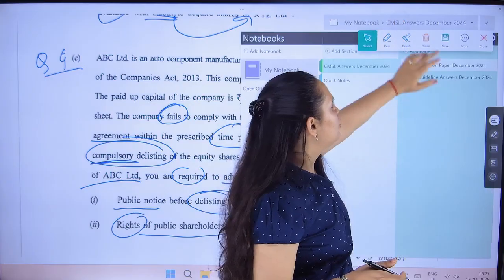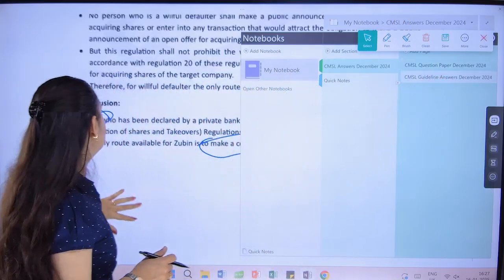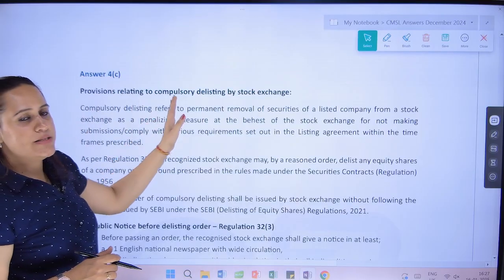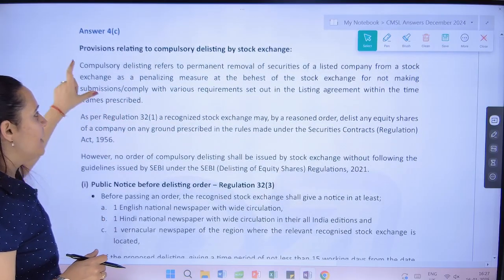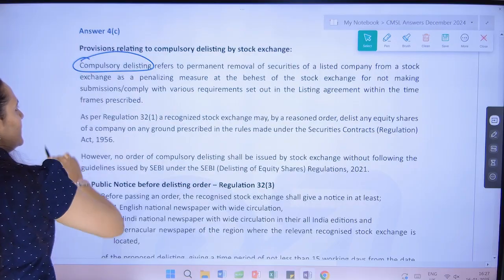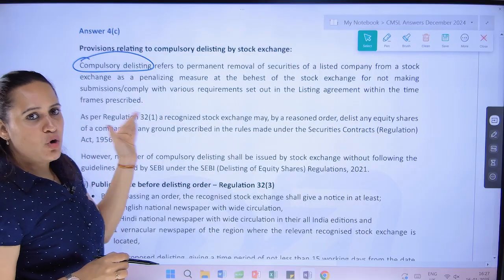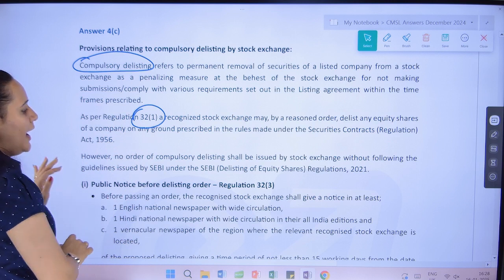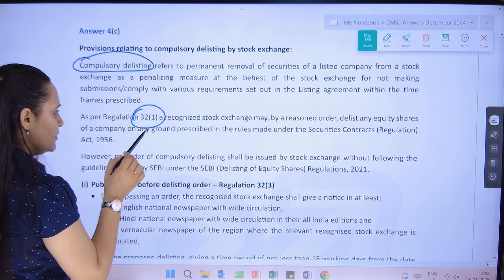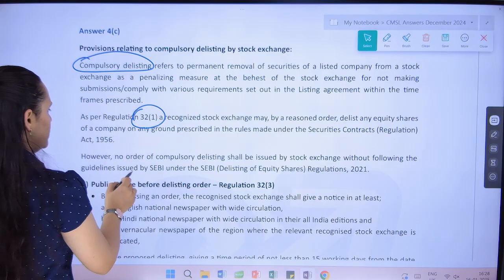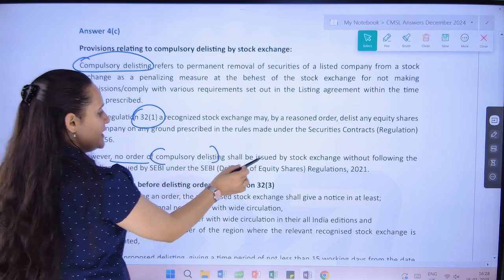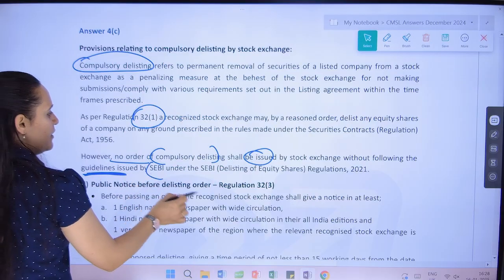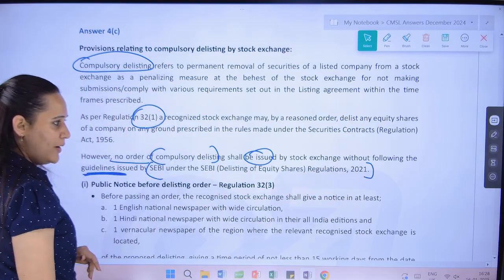So let's quickly see through the guideline answers, how we are going to depict it. Provision relating to compulsory delisting by stock exchange: give them what is the meaning of compulsory delisting, who has the authority to do compulsory delisting, what are the provisions that are applicable, and the notice requirement. So here you say that no order for compulsory delisting can be issued without following the guidelines that are given under the delisting regulations of 2021.